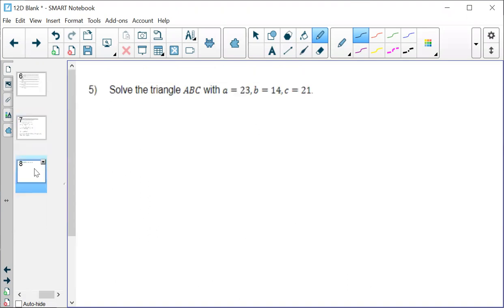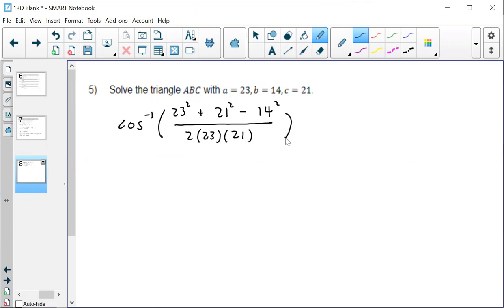Next screen, number 5. Solve the triangle ABC, where A is 23, B is 14, C is 21. So we could do the same routine. I'm going to start this with the arc cosine and plug in these numbers. We have 23 squared plus 21 squared minus 14 squared over 2 times 23 times 21. And this is going to give us B. So angle B, if we plug this in, gives us about 36.8, and that's going to be degrees.